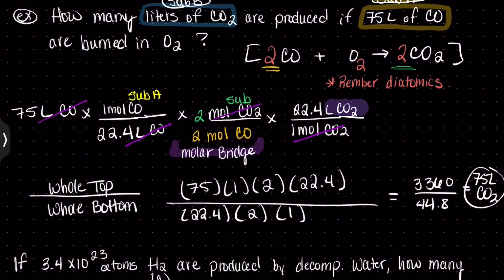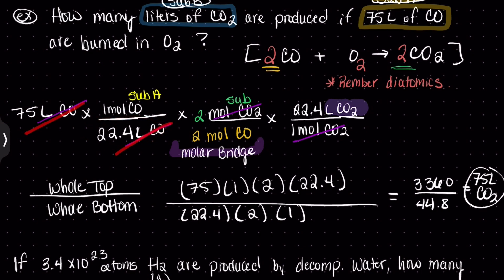For this first step right here, this is your given information from substance A. This part is given to you. That's in liters. I need it to be in moles for me to start my bridge. So I turn into moles of substance A using that 22.4 liters of carbon monoxide.